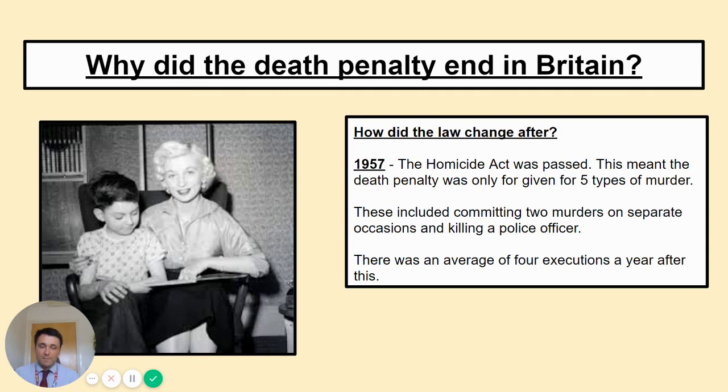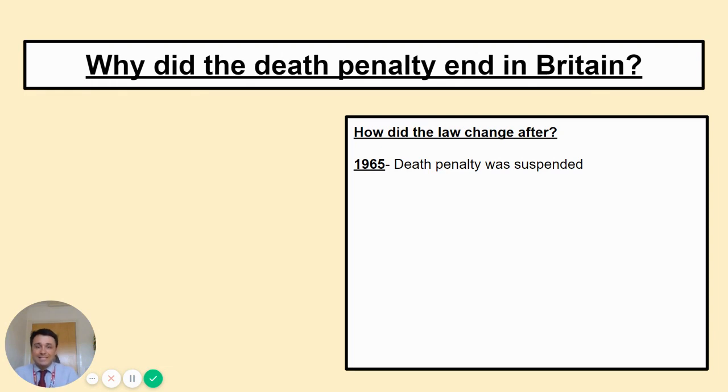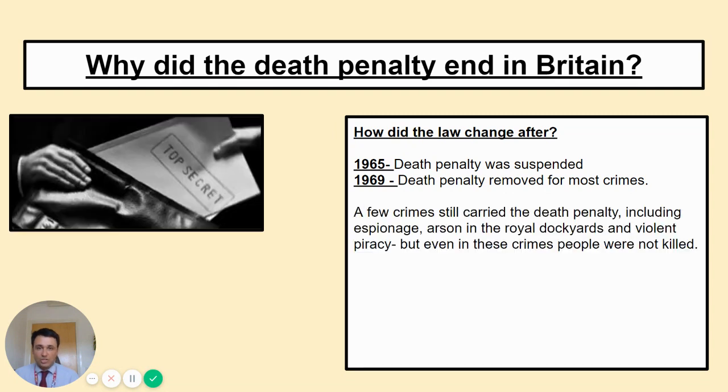And this reduced the amount of executions in Britain. That was reduced down to about 4 executions a year after this. But in 1965, the death penalty was suspended. They were going to see if people could cope without the death penalty in Britain, how well the justice system would work without it. And by 1969, the death penalty was removed for most crimes as a result.